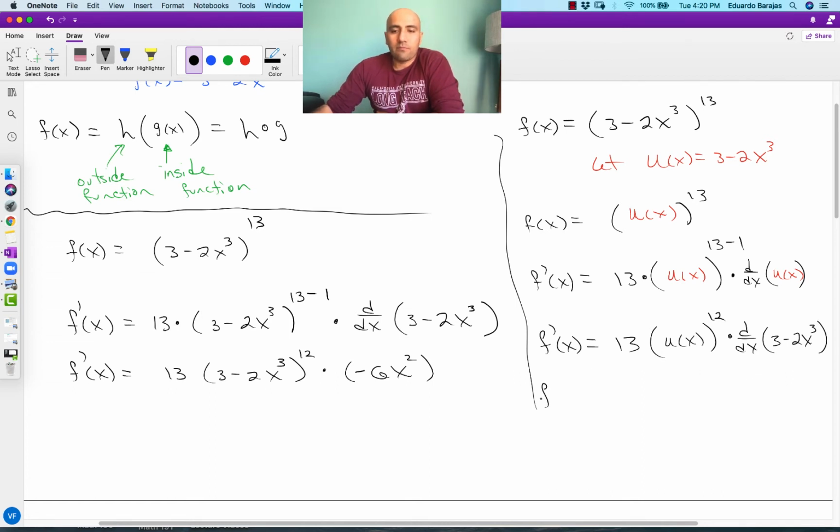Okay, so now we just simplify that, and we get f prime of x equals 13, and then u of x, which we said was 3 minus 2x cubed, to the power of 12 times the derivative of this, which is equal to minus 6x to the power of 2. Okay, so, well, you get the exact same thing. I just talked more and wrote more, but it's the exact same thing.